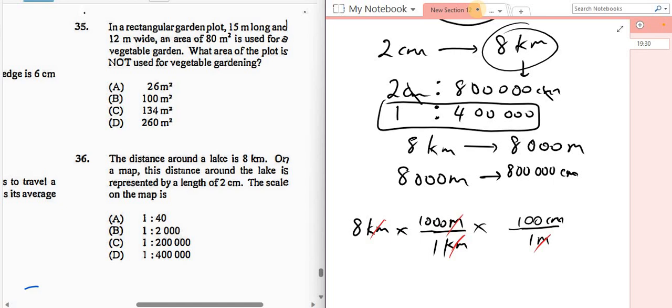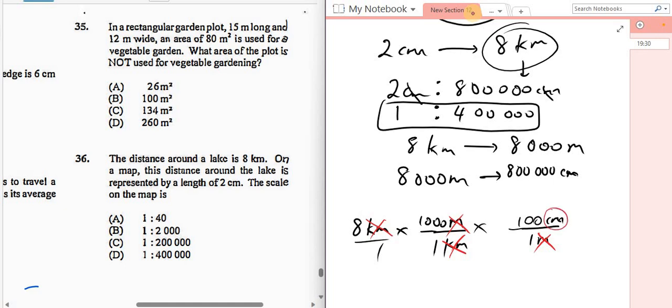Got it, guys? 100 centimeters give you 1 meter. So now let's cancel off. Oh, we did that already. Kilometers cancel off kilometers. Everybody get that? Yeah. This cancels off this, and this cancels off this. What unit are we left with now?